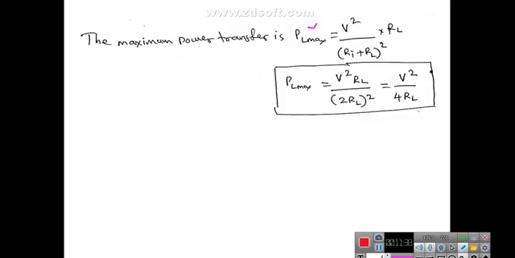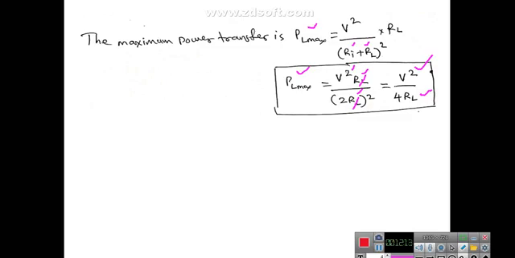So Ri is equal to RL. If you substitute Ri equal to RL, then you get V square into RL divided by (2RL) whole square. That is 4RL square, because one RL gets cancelled with the numerator term. Then you will get V square divided by 4RL. That is the maximum power transferred to the load resistor.